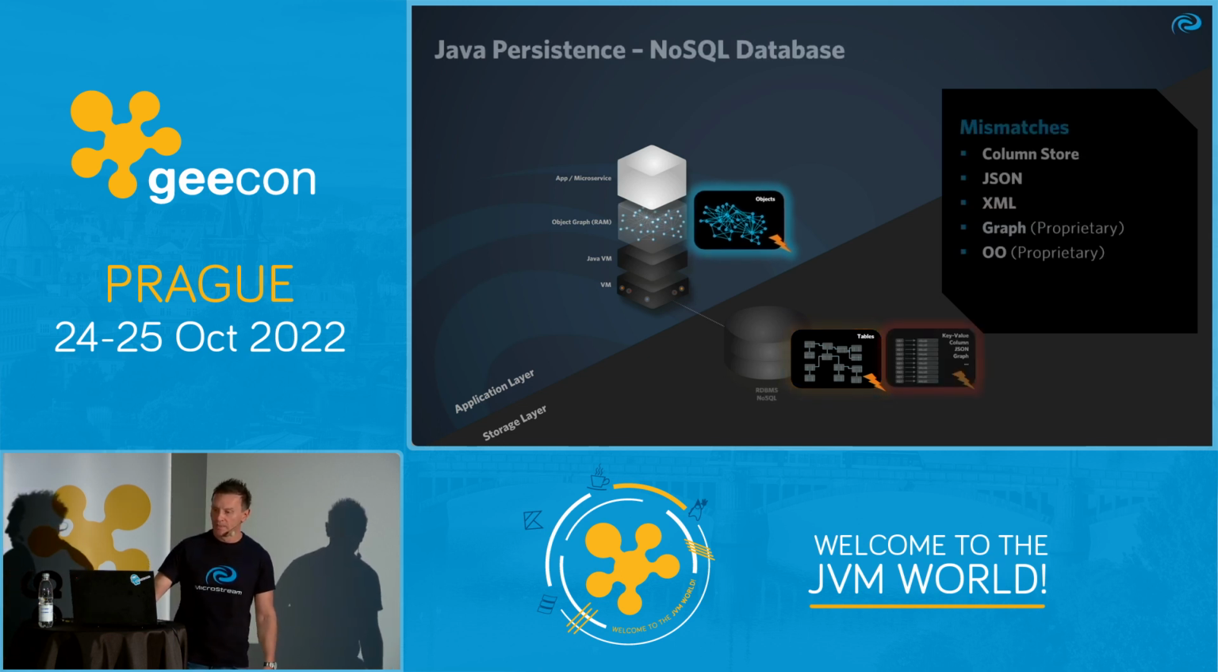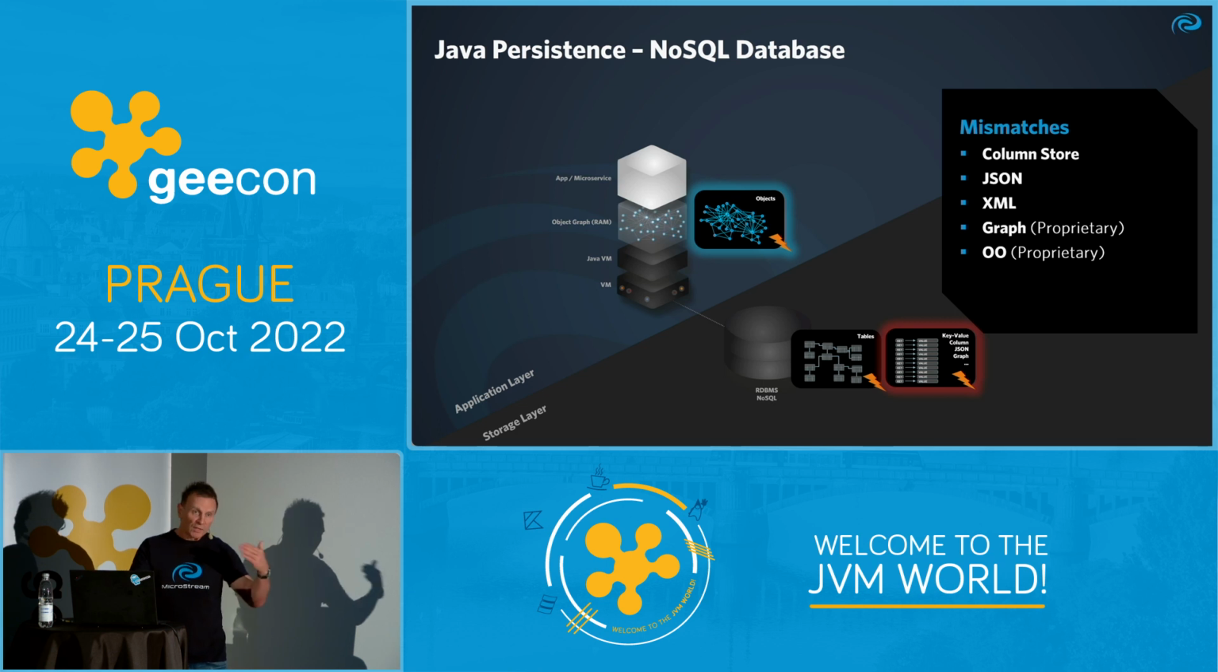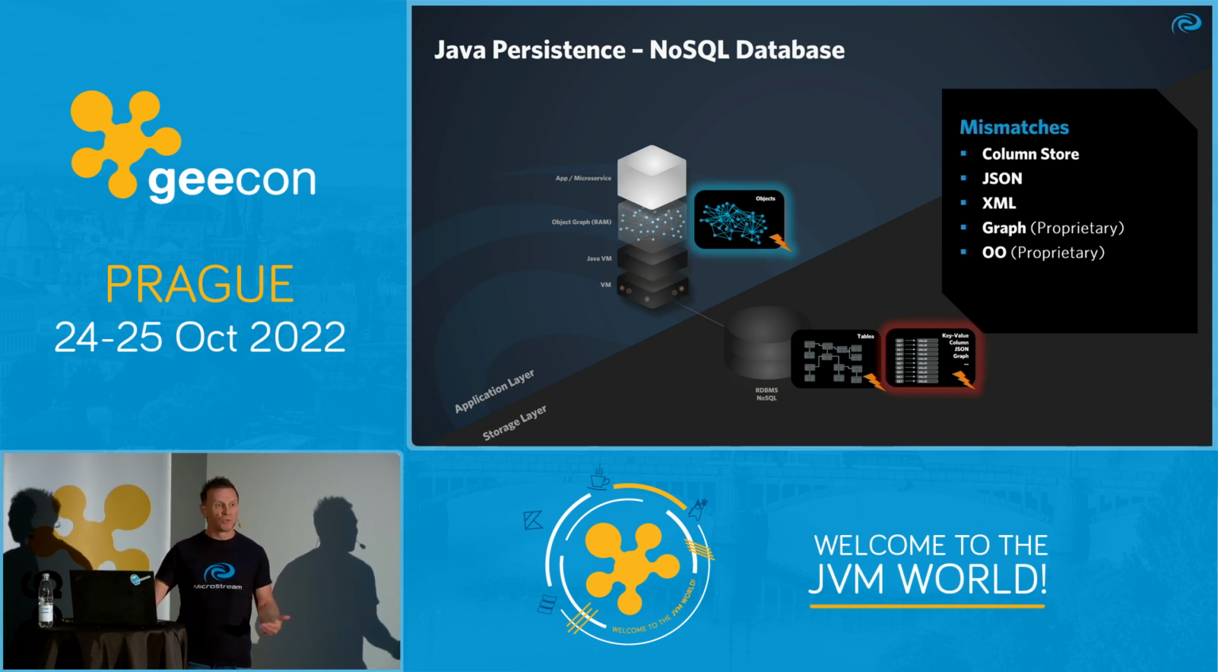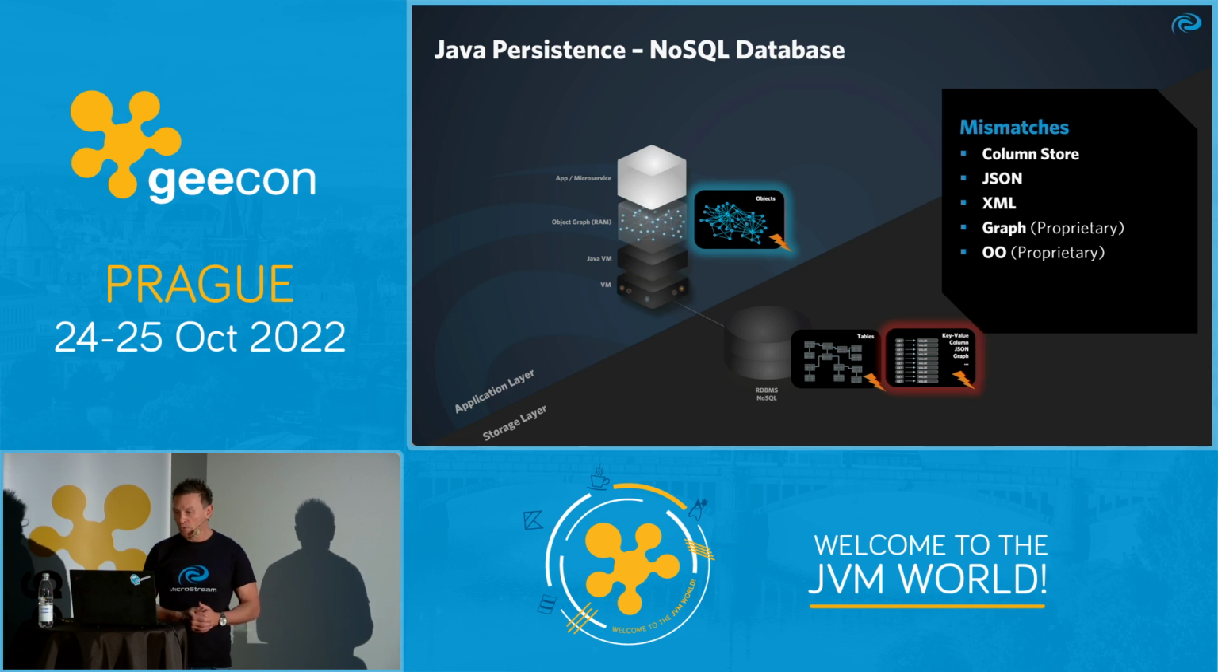What about NoSQL databases? Now, NoSQL databases introduce completely new data structures or formats. So we have column stores, we have JSON, XML, we have graph databases, object-oriented databases. But no matter which database you use, all of these data structures are proprietary, or at least database-specific data structures or formats. They are not compatible with the native Java object model. So they are also incompatible, so we have the same challenges here as well.